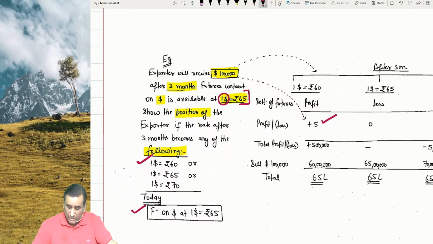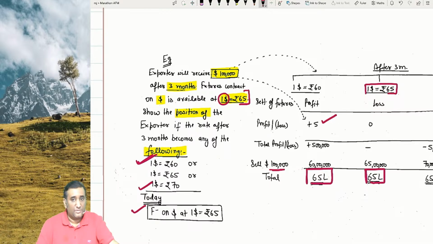Plus something will come from what? Selling of these dollars in which market? Cash market. Your net will come 65 lakhs. If the rate is 65, then you took the agreement to sell the share at 65. Price is 65. No gain, no loss. Basically what will happen is your net realization 65 only.